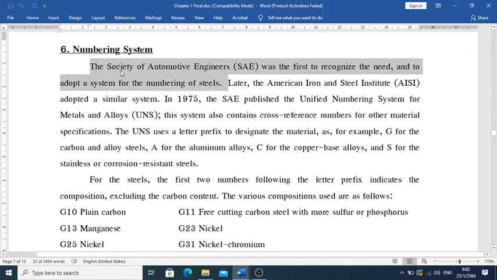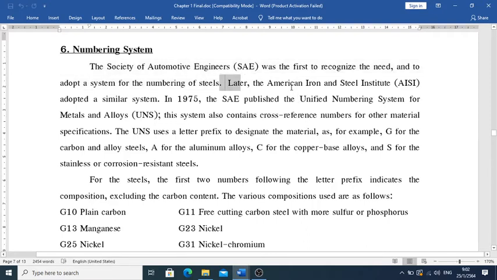The Society of Automotive Engineers, or SAE, was the first organization to recognize the need and to adopt a system for the numbering of steel. Later, the American Iron and Steel Institute, AISI, adopted a similar system.